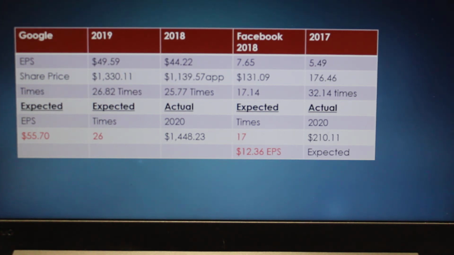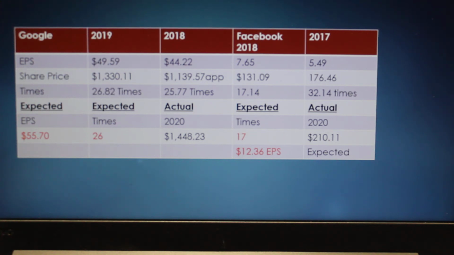I did some additional forecasting. I was able to ascertain that the share price currently for 2020 is $1,448.23. Now, if we look at the previous year, which is 2019, it was $1,330. So it has appreciated over the period by $100.